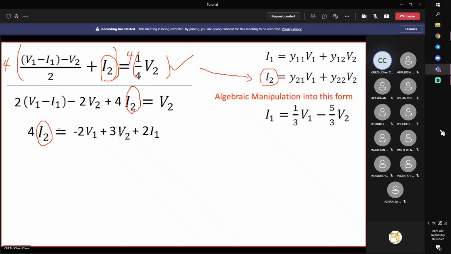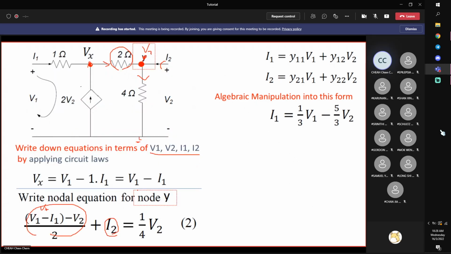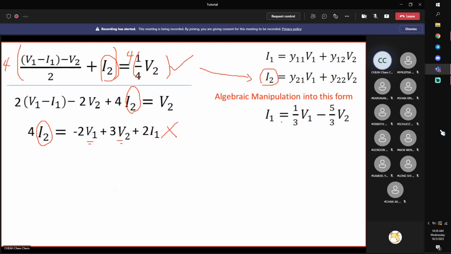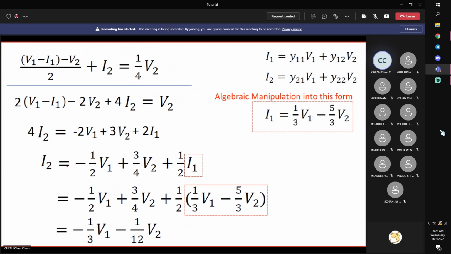Then I put I2 as my subject, express it in terms of the other 3 variables. Right here we have 4 variables. Then look at this equation. You want V1 and V2 only. You do not want I1, but recall I1 just now has been expressed in terms of V1 and V2. Which means that you can just substitute this into here. Then you can get everything in terms of V1 and V2 only.